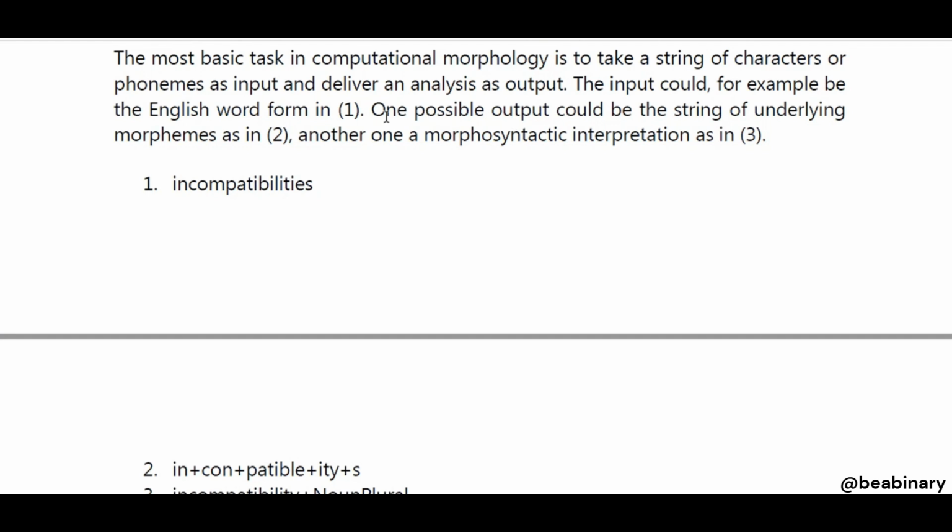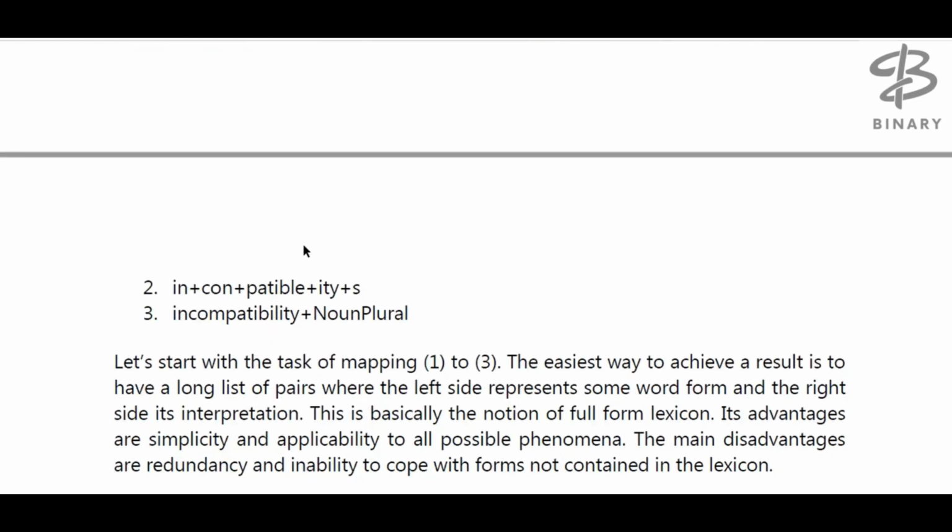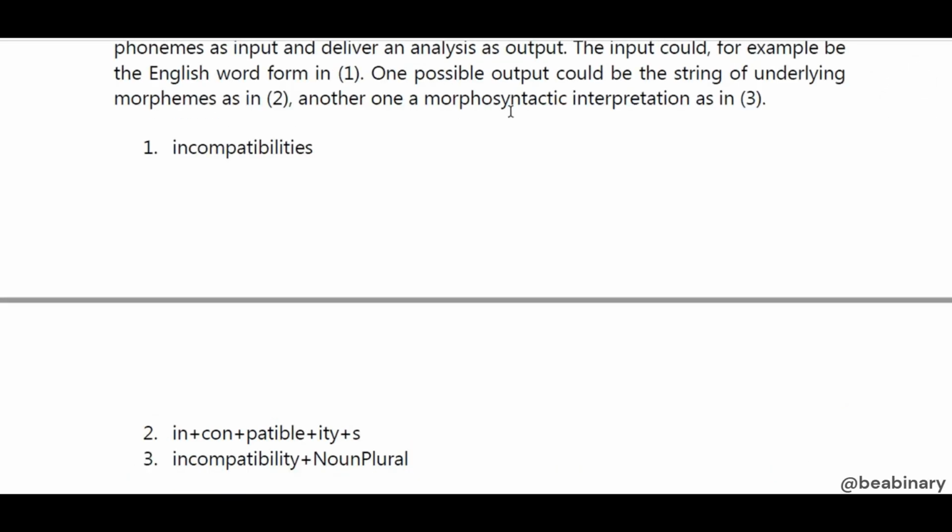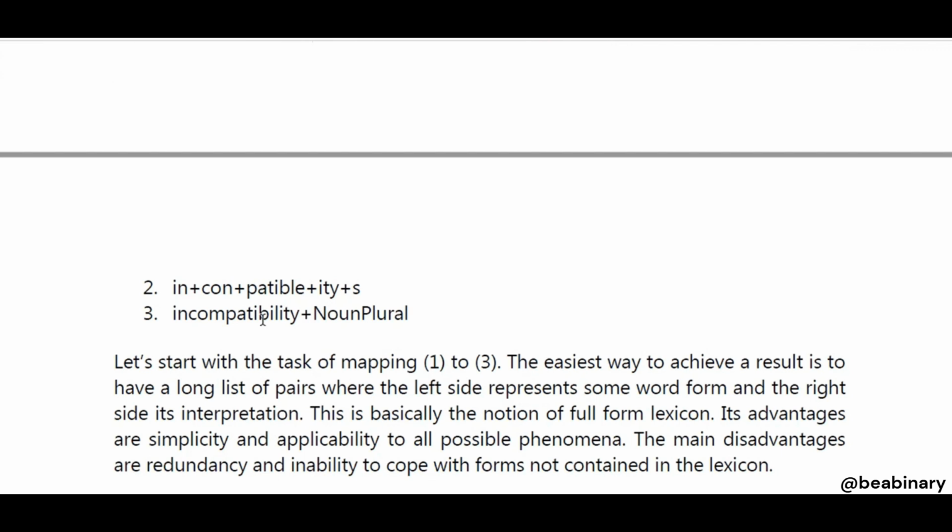Then second is that one possible output could be trying to underline the morpheme करना। तो मॉर्फिंग मतलब in plus compat plus ible plus ity plus s, ठीक है। उसके बाद फिर आपका ये another that is some morphosyntactic interpretation. So incompatibility plus NP, जो हमने आपको बताया था कि अब स्टार्ट होगा NP, VP, PP, ये सारी चीजें आपको.